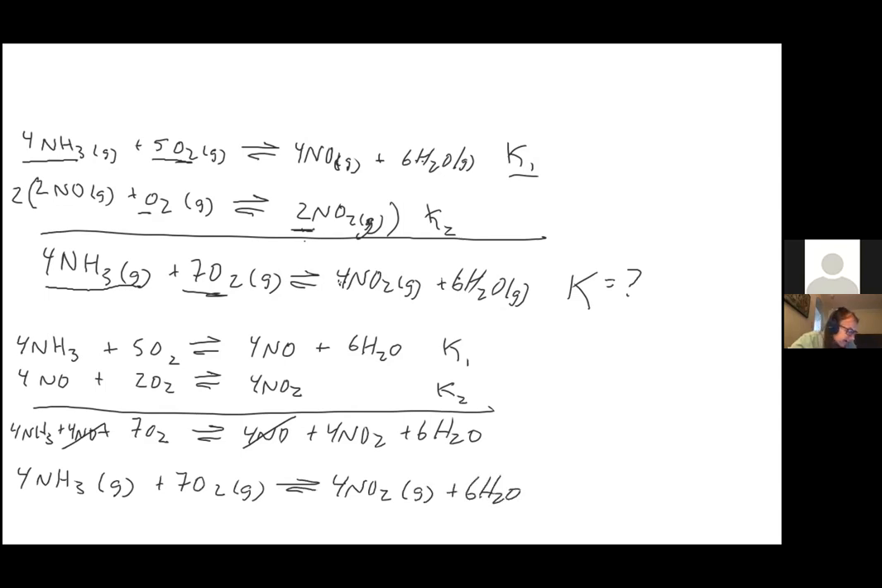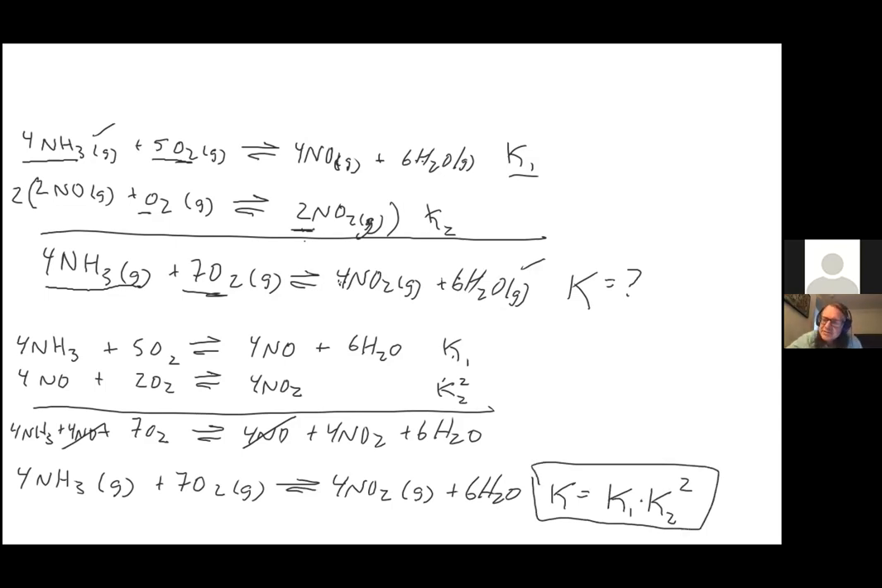Okay, now let's go back. Let's remember the first one, we didn't really change anything. It's still K1, but K2, we multiplied by 2, so we have to square that. So now if you add those and you get the equation that we're looking for, you multiply them together. So K would just be equal to K1 times K2 squared. And there you go. There's your mathematical expression.